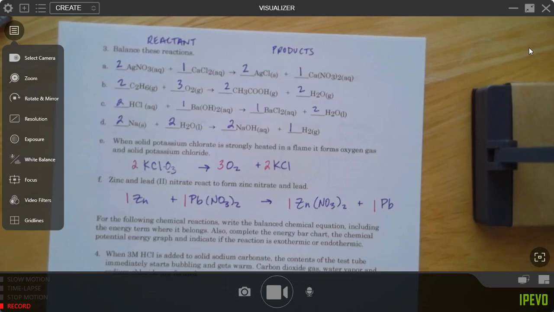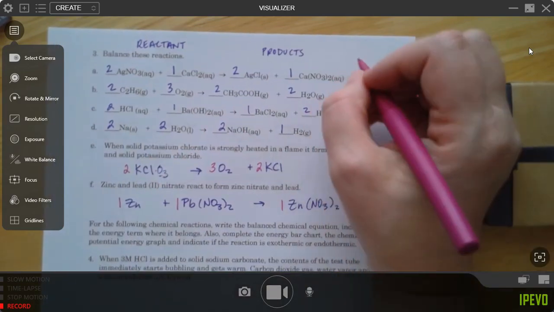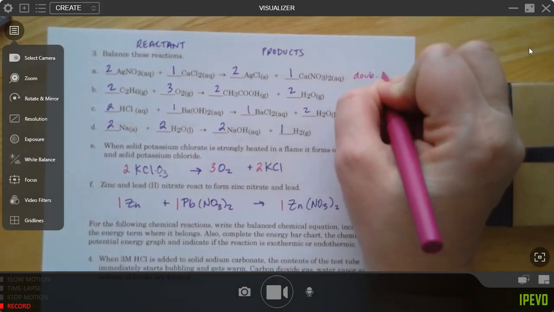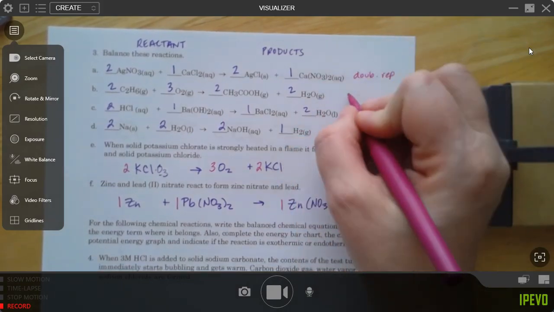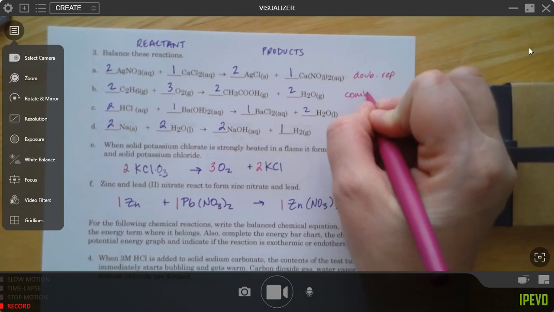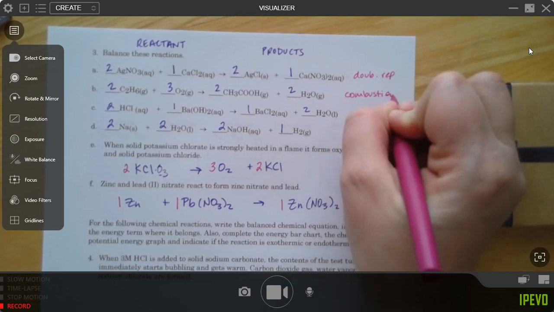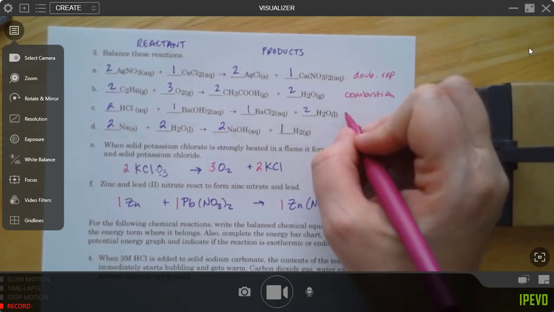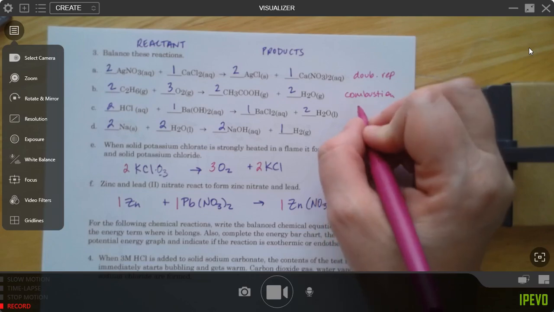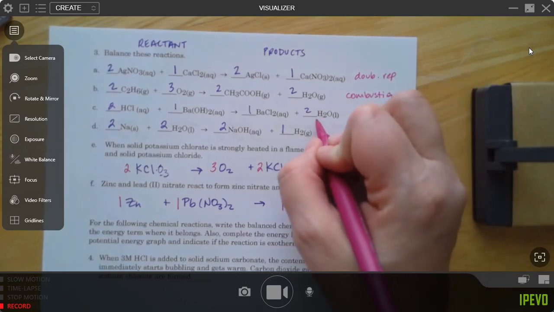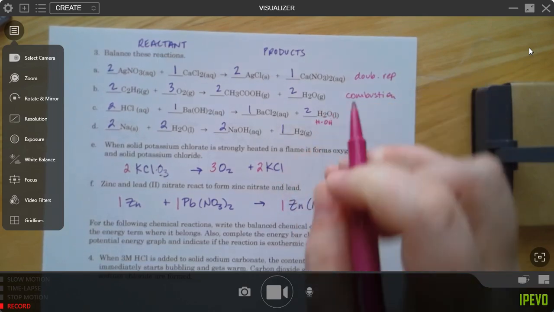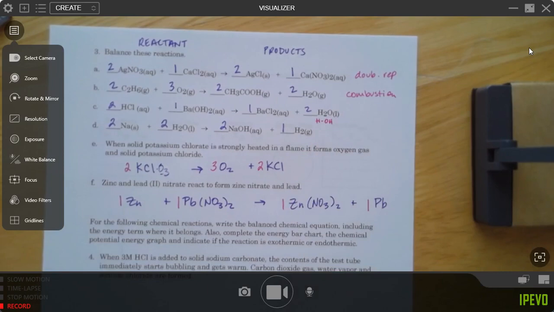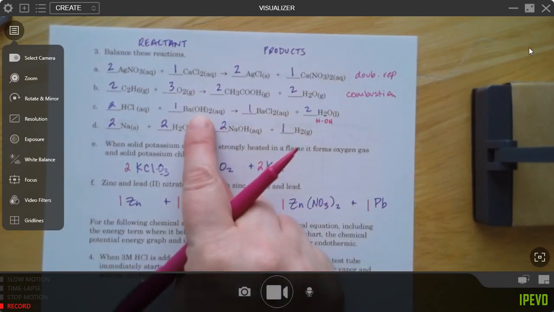And just for fun, this first one is a double replacement reaction. The second one is combustion. The third one is double replacement. I always think about water as HOH, and that kind of helps with figuring out where it should go. That's where this hydroxide came from.